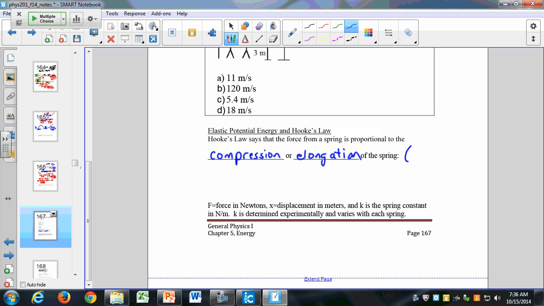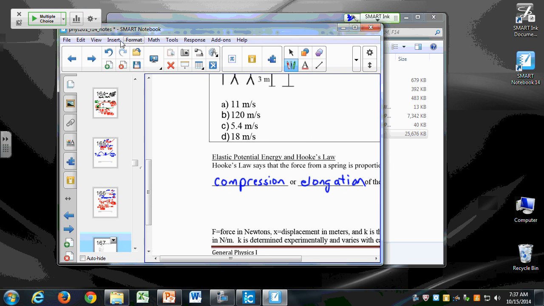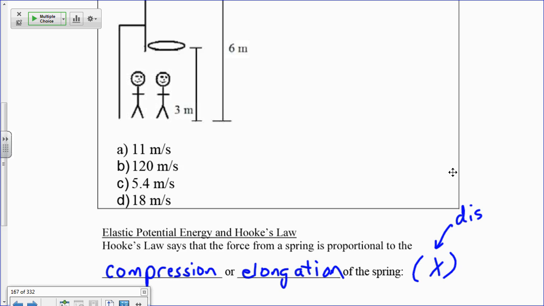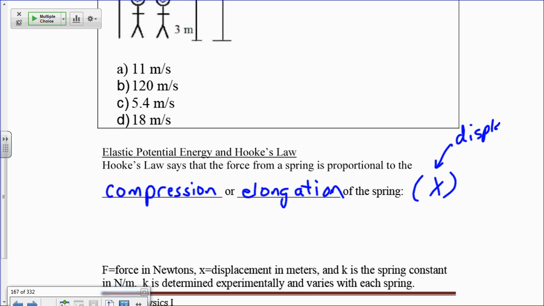All right, collectively we'll call these just the displacement. This is the displacement from the equilibrium position. Let me zoom in here a little bit. The displacement from the equilibrium position. That's equilibrium. That's if there are no forces acting on the spring, where the spring rests naturally, if you want to say it that way.